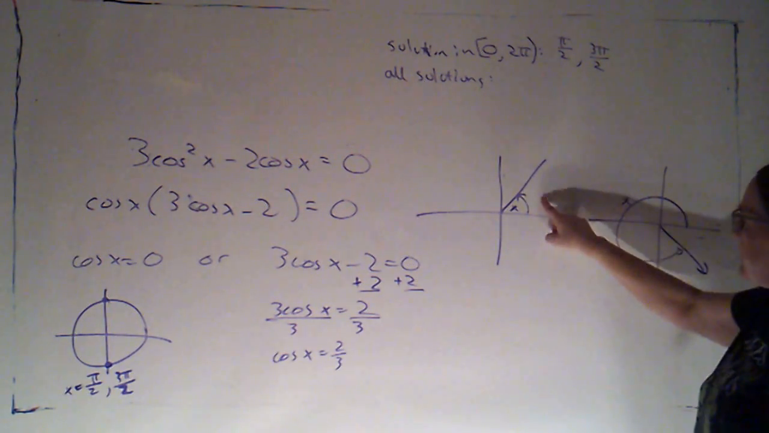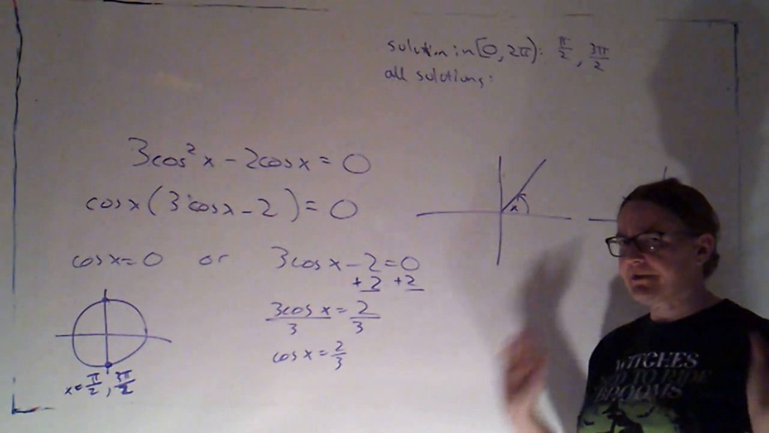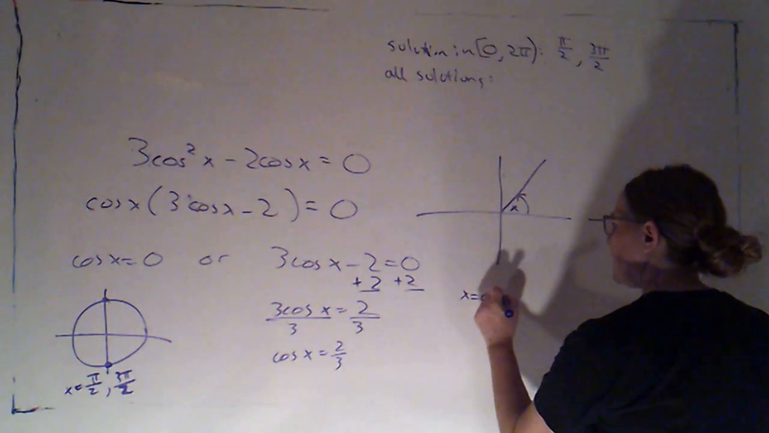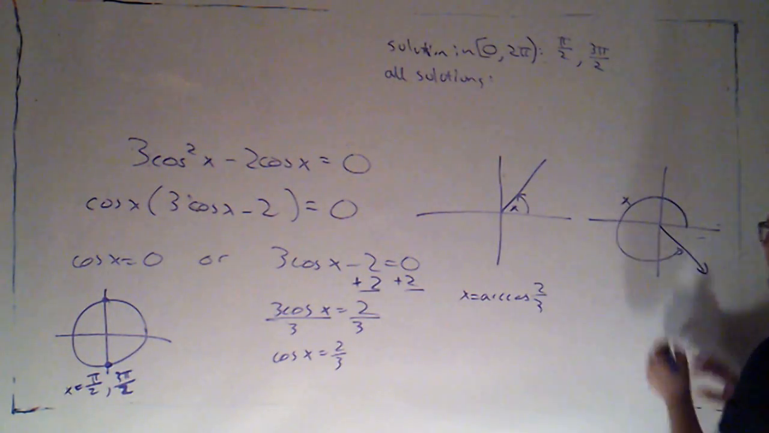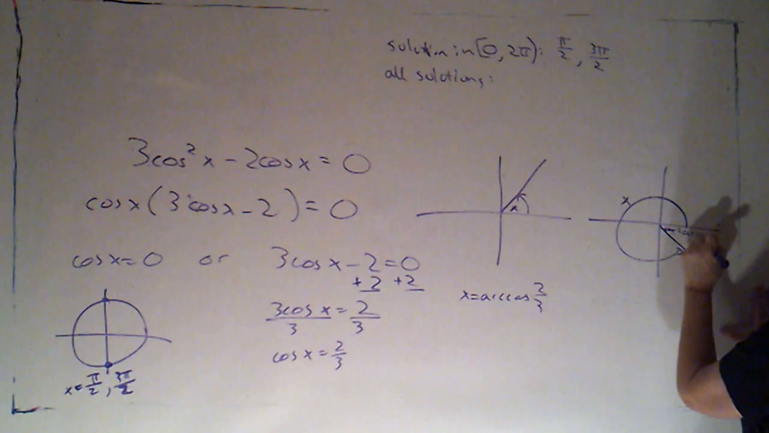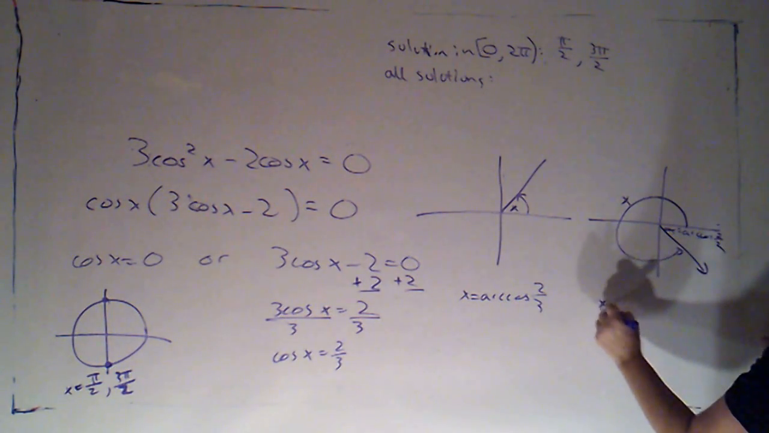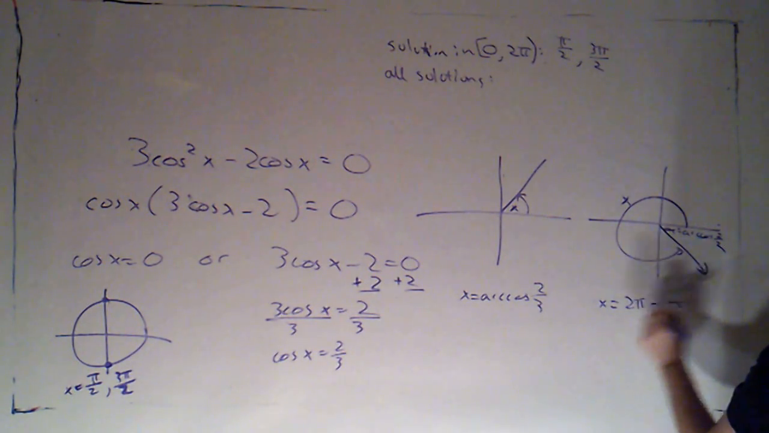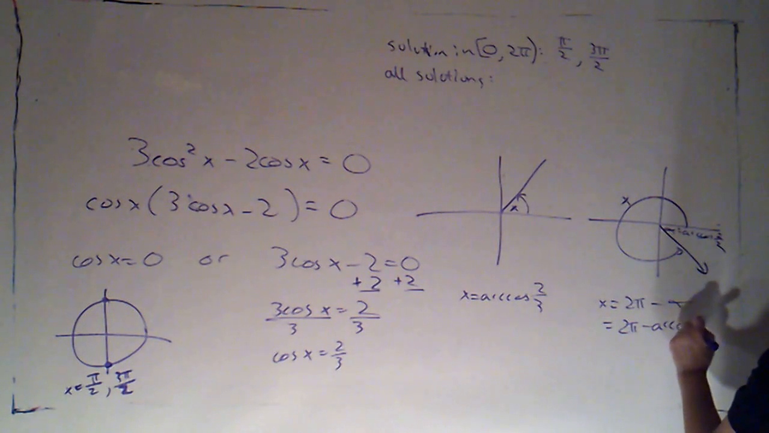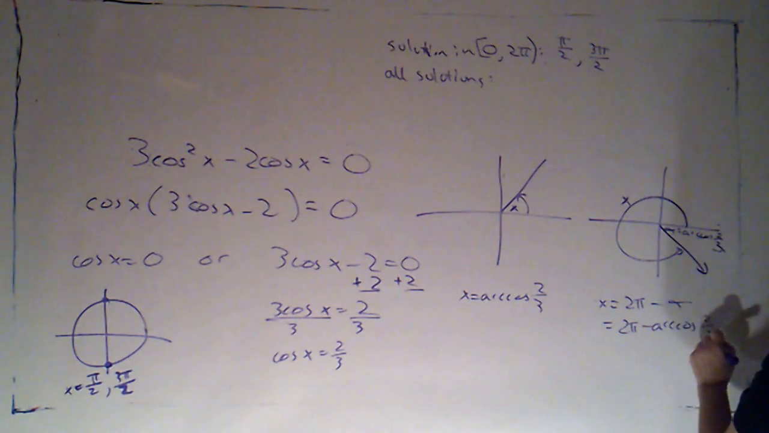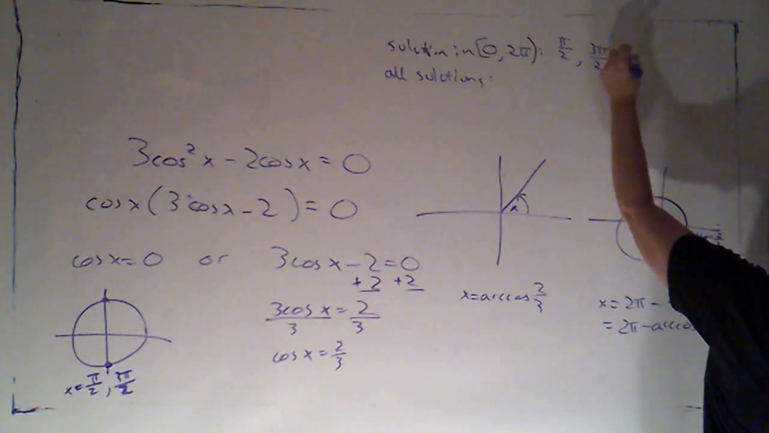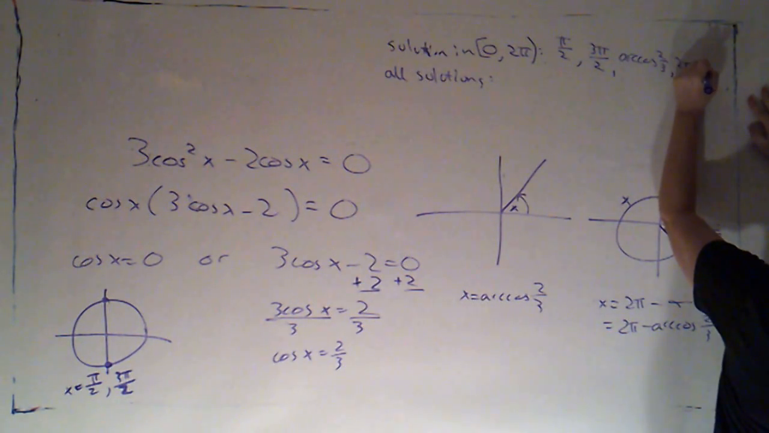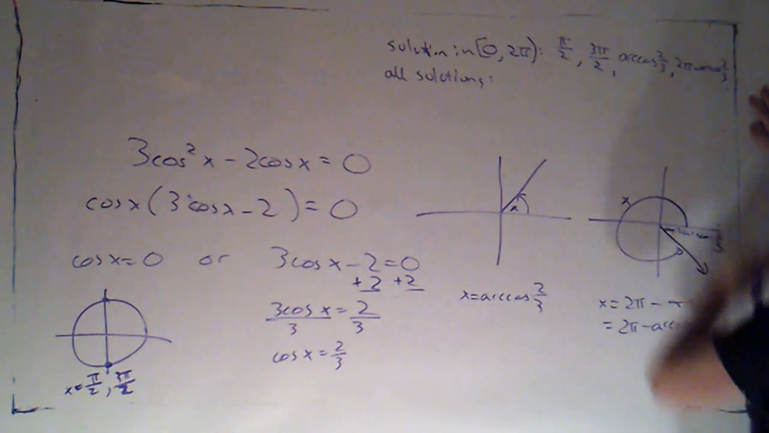Okay, now 2/3, that's not going to show up in my 30, 60, 90 or my 45, 45, 90. So here I know that this x is just arc cosine of 2/3. That's going to make this alpha arc cosine of 2/3. And here, x is just a little bit shy of going all the way around to 2 pi. So it'd be 2 pi minus alpha, or 2 pi minus arc cosine of 2/3. So I'm also going to get arc cosine of 2/3 and 2 pi minus arc cosine of 2/3.